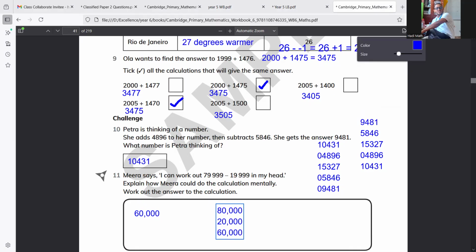There's also a way you could do. You could add one to this one and add one to this one. When we add one to each one of them, nothing is going to change. Add one here, this will be 80,000. Add one here, this will be 20,000. And the answer will be equal to 60,000. That's it.